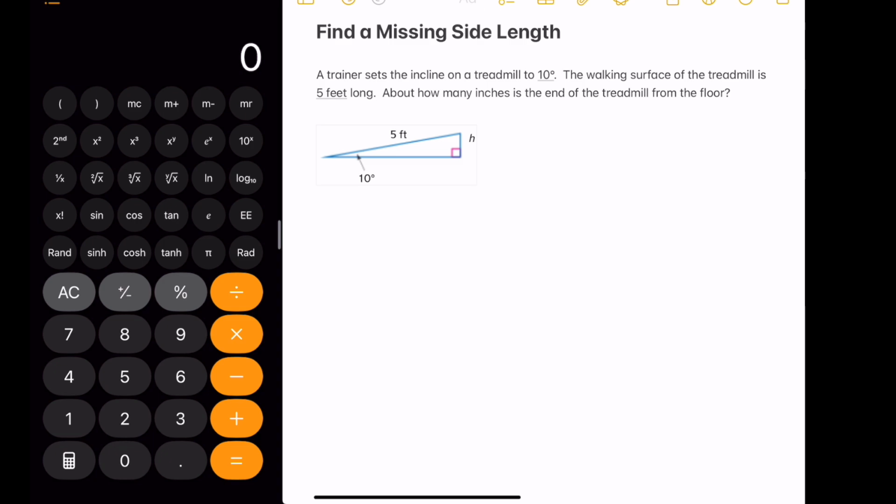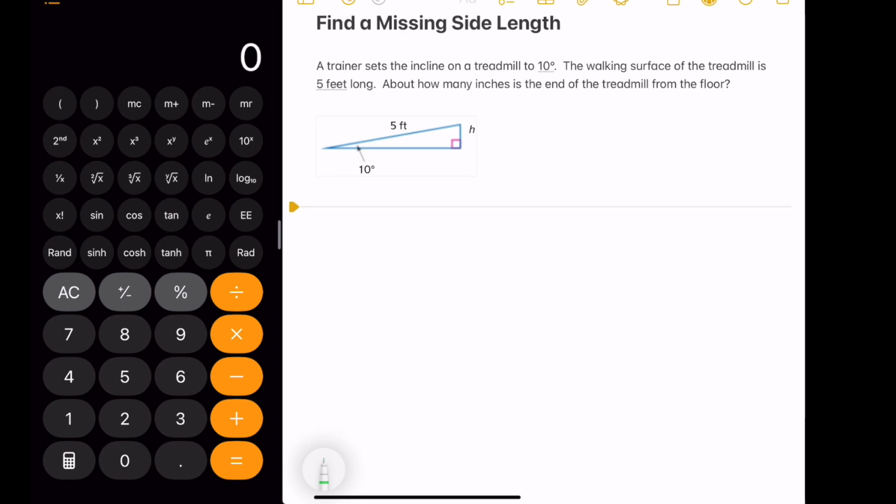When we have 1 degree and one side of a right triangle, the way that we find the missing side is using a trig function. In order to know what trig function to use, we have to identify which two sides we have. So clearly, one of the sides we have is the hypotenuse. 5 is the hypotenuse because it is opposite our right angle. So 5 is the hypotenuse.